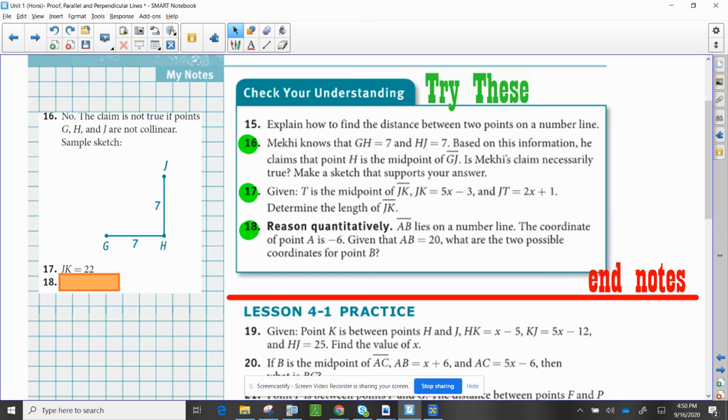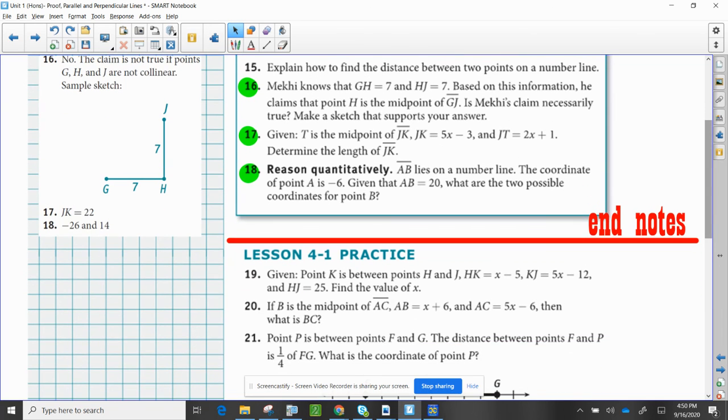All right, and lastly, AB lies on a number line. The coordinate of point A is -6, and given that AB equals 20, what are 2 possible coordinates for point B? Here's the answer for that, and I'm going to go through this one because it's a little different. So we have AB lies on a number line, and the coordinate for A is at -6.